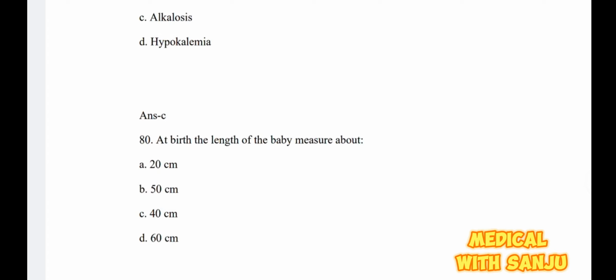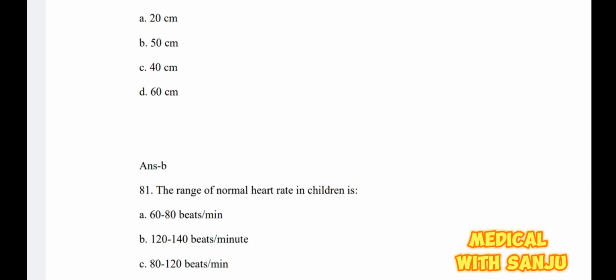Question number 80. At birth, the length of the baby measures about option A 20 centimeter, option B 50 centimeter, option C 40 centimeter, and option D 60 centimeter. 50 centimeter. Option B is right answer.